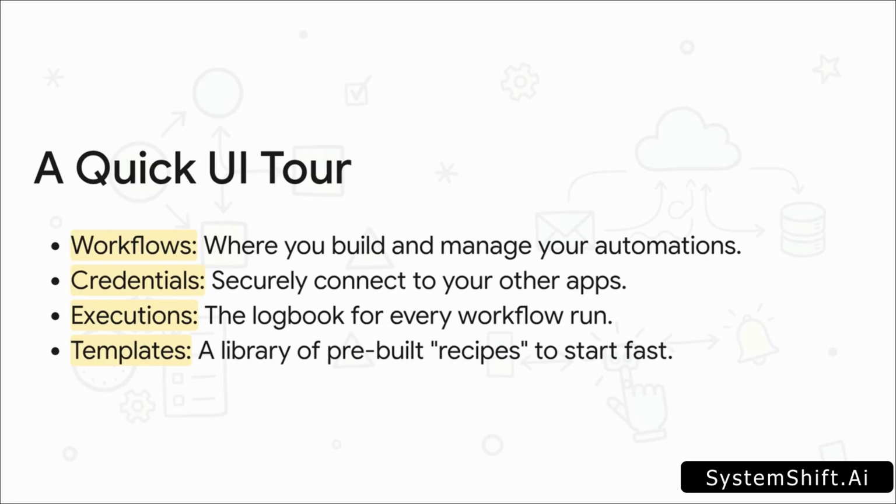Once you're inside, it's pretty easy to find your way around. Workflows is your playground, where you build everything. Credentials is like your secure digital keychain for connecting to other apps. Executions is the history book. It shows you every single time your automation ran. And my favorite place to start? Templates. It's a goldmine of pre-built recipes to get you up and running in no time.